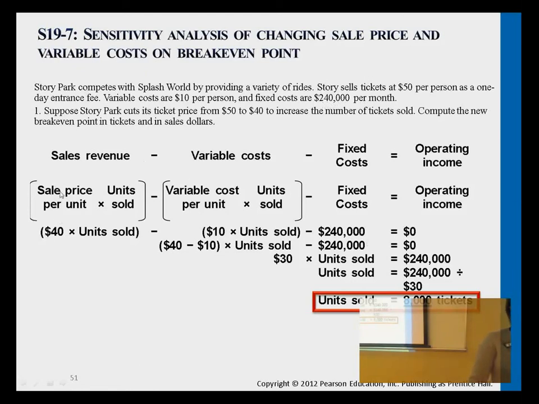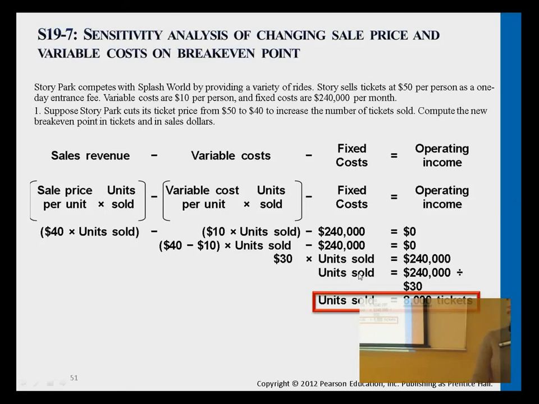But here we're putting our sale price per unit as 40, right? Ticket price was changed from 50 to 40, so we put $40 here, times units sold, and we subtract our variable cost per unit, which is $10 per unit, times units sold, minus fixed cost equals 0. So right now I take units sold out, and I have $40 minus 10 multiplied by units sold, and I move my 240 to the right.